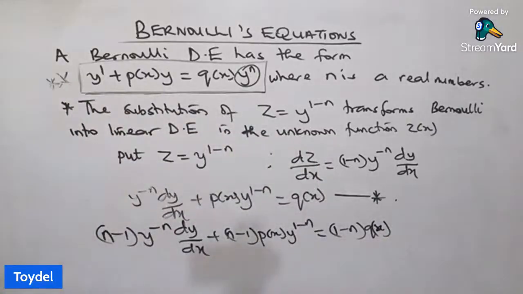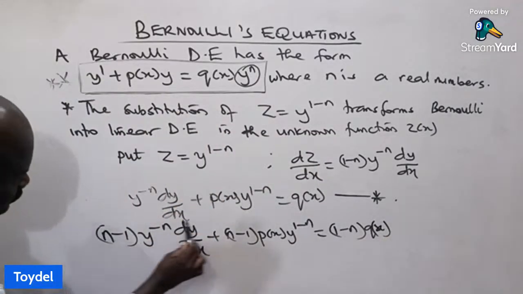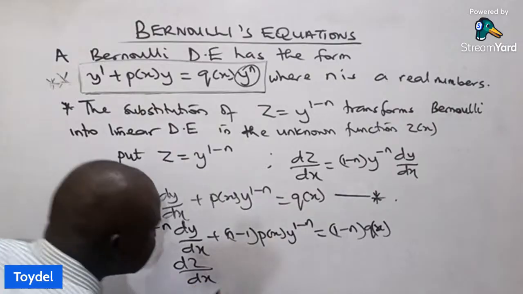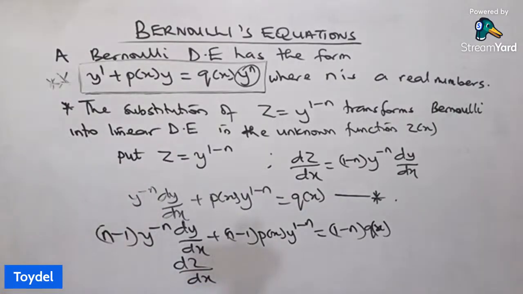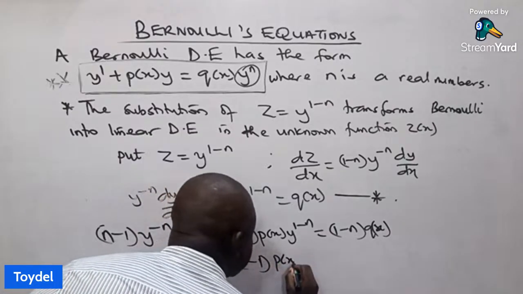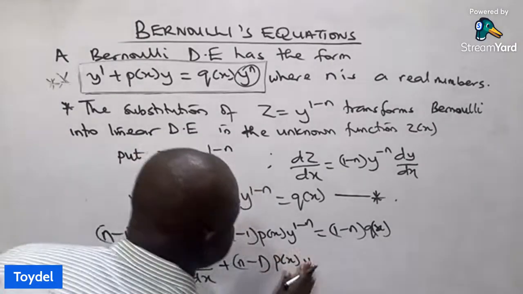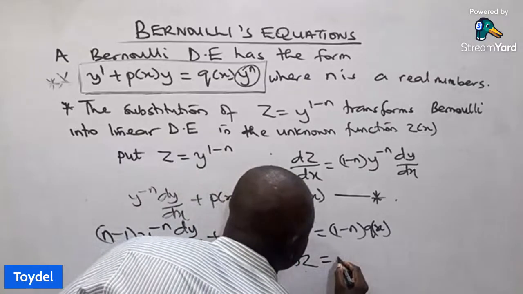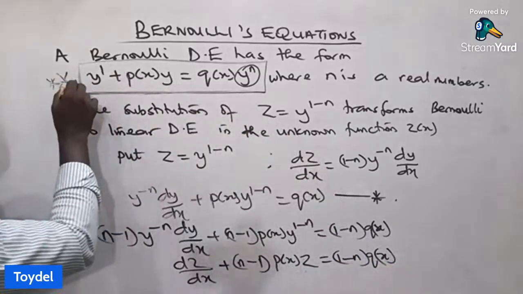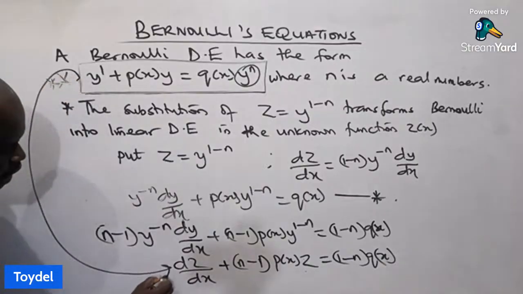At the end of the day, we substitute back. You realize that the first term is the same thing as dz/dx. So that's dz/dx plus (1 minus n) p(x) z is equal to (1 minus n) q(x). So we have been able to reduce this Bernoulli equation to a linear equation.